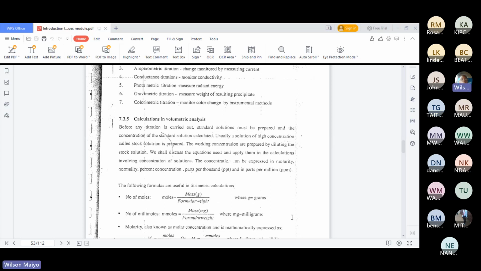So you can get a piece of paper, you can get some piece of paper where you can write how to prepare 800 ml of 0.5 molar HCl solution.